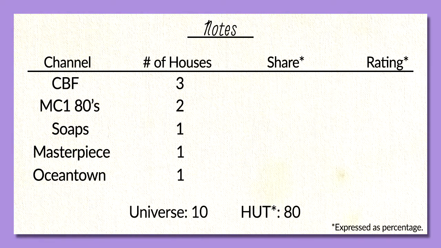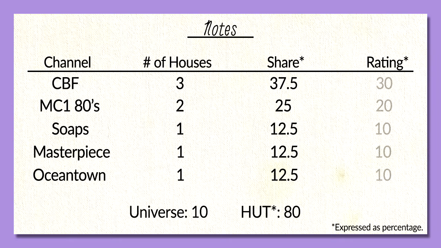Okay, so let's get the shares of all the shows. To do that, we take the number of households watching a show and divide it by the number of households using television. Now remember, those are all percentages. Now let's do the ratings. For this, we take the number of households watching a show and divide it by the universe. Again, all percentages. So what does all of this tell us?